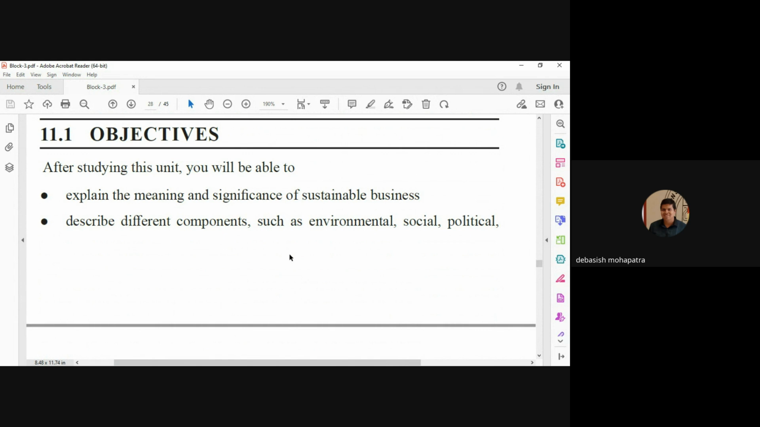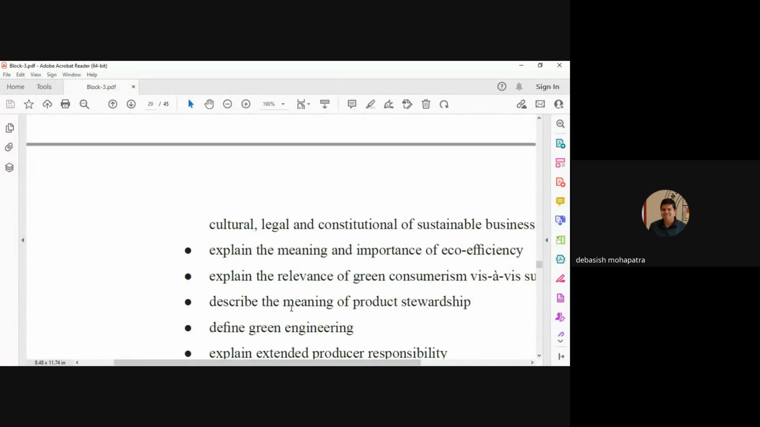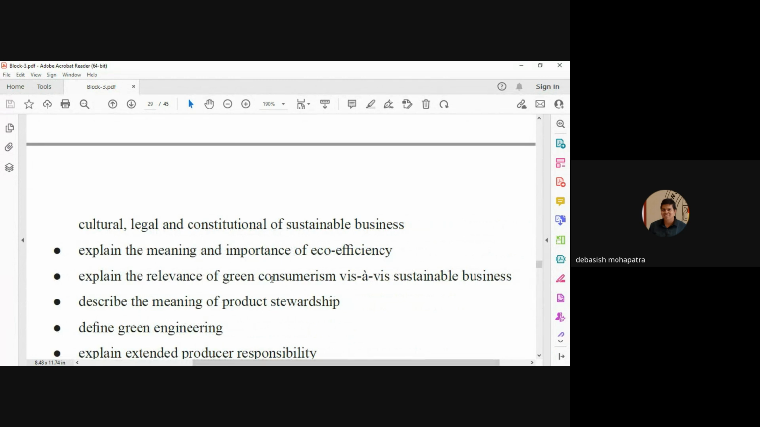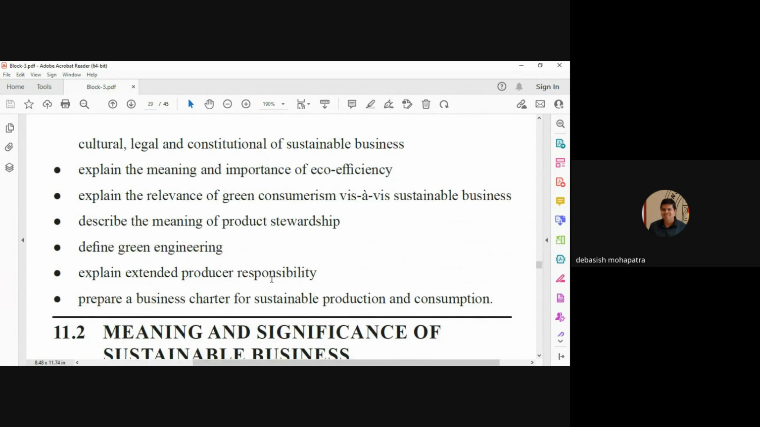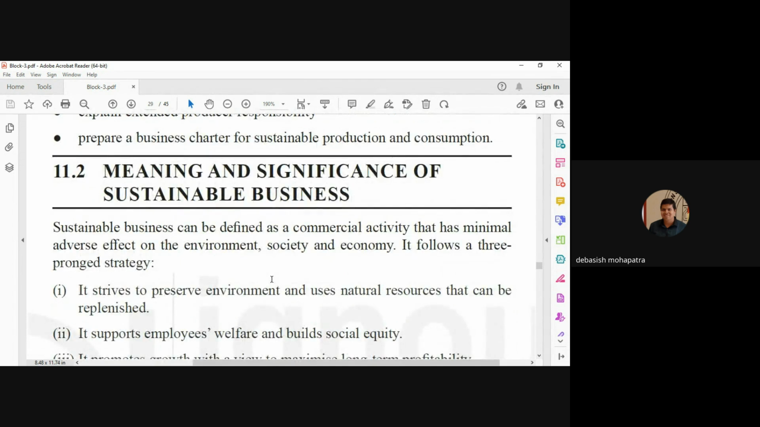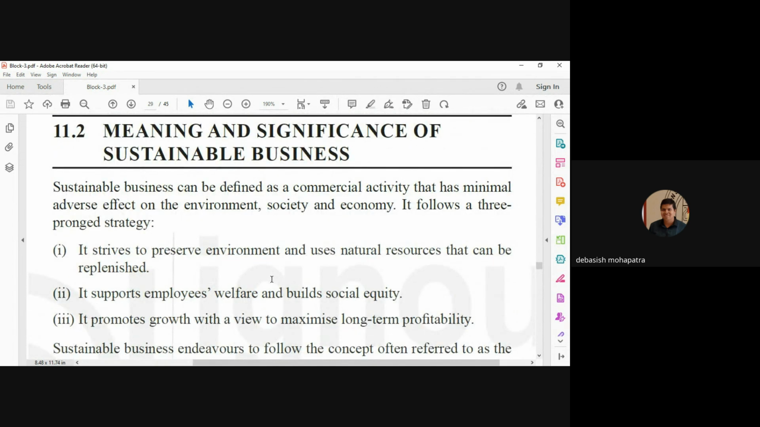So we'll be able to explain the meaning and significance of sustainable business; describe different components such as environmental, social, political, cultural, legal and constitutional aspects of sustainable business; explain the meaning and importance of eco-efficiency; explain the relevance of green consumerism for sustainable business; describe the meaning of product stewardship; define green engineering and extended producer responsibility; and prepare a business charter for sustainable production and consumption. Meaning and significance of sustainable business.